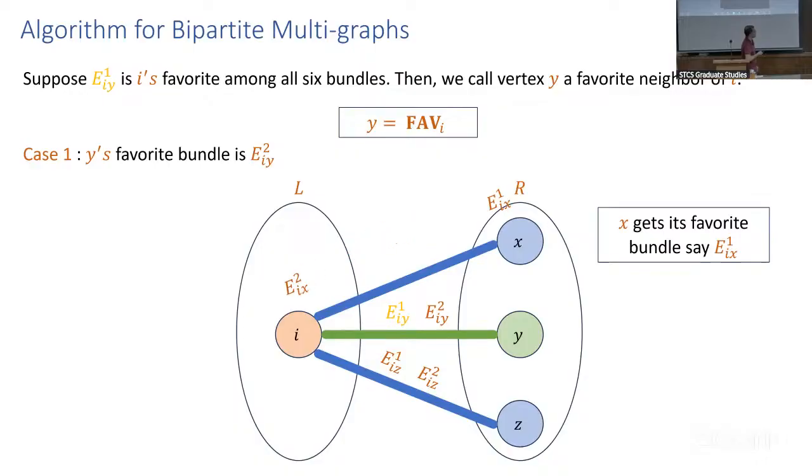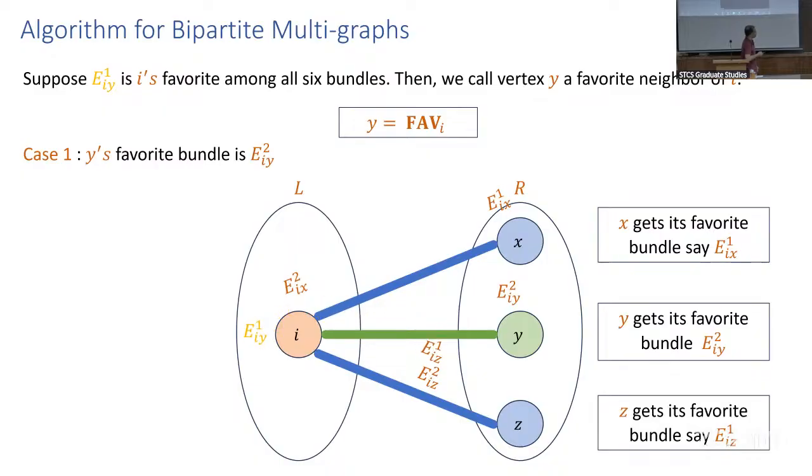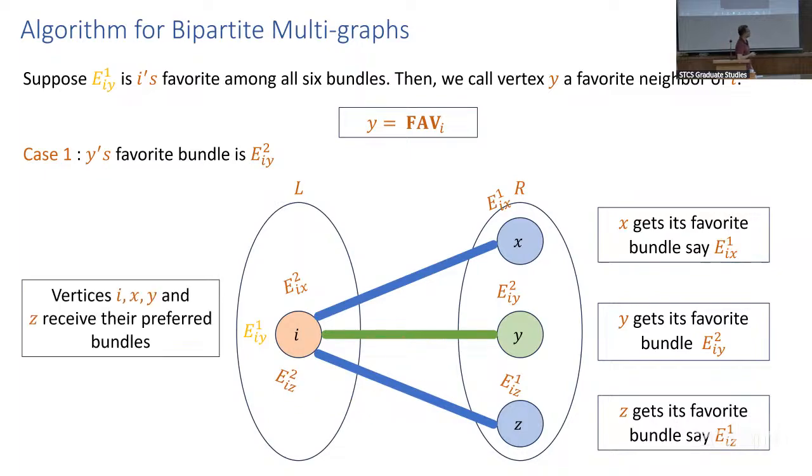So what we will do is X will get its favorite bundle, say E1iX. The other bundle goes to i. Y gets its favorite bundle, E2iY in this case. The other bundle goes to i. And E1iZ will go to Z and E2iZ will go to i. So in this allocation, all these vertices, i, X, Y, Z, have received their preferred bundles.